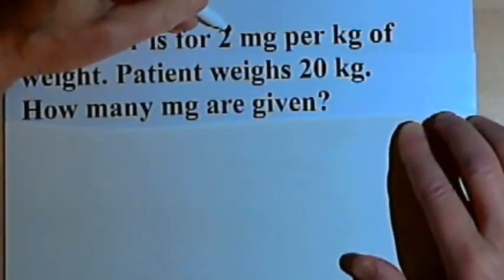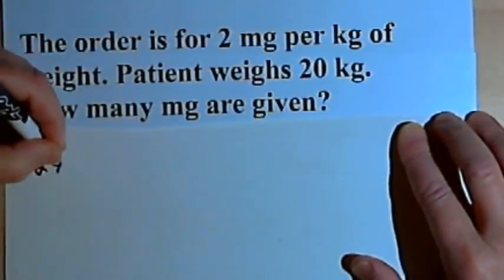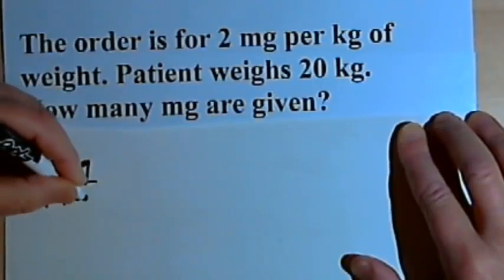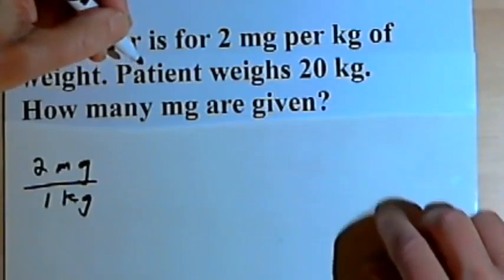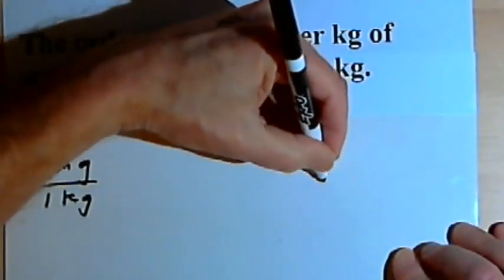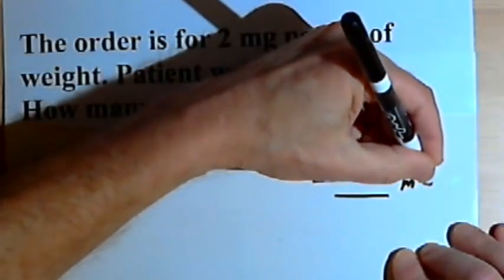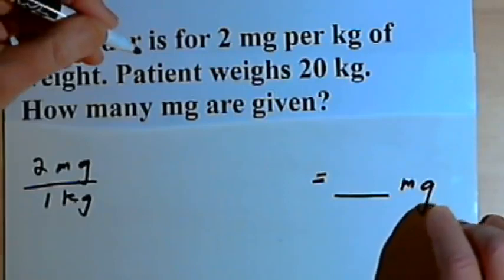So, as we usually do, we'll start out with the order. That's going to be a fraction, 2 milligrams over 1 kilogram. And let's fill in the unit we want to end up with. So we'll put in an equal sign, leave a place for the answer, and write down the milligrams, since that's what we need to end up with.